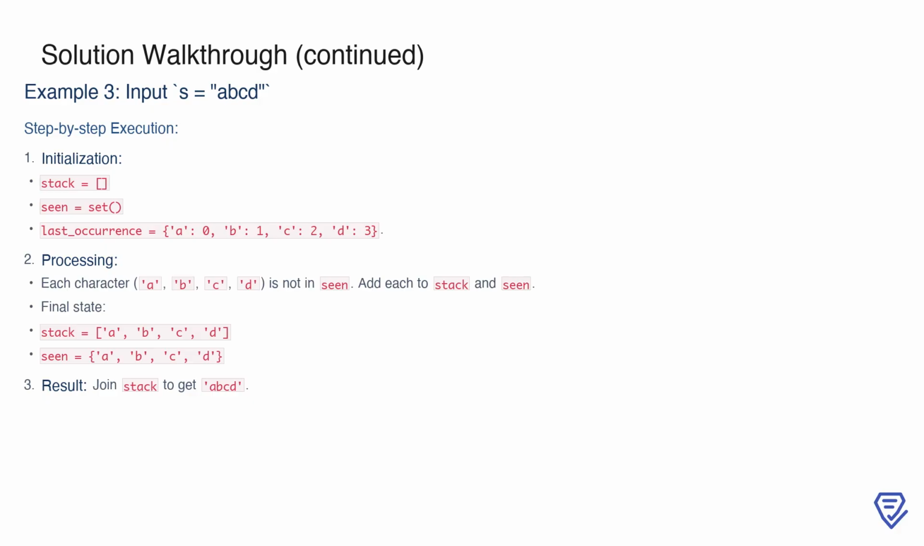Since none of the characters A, B, C, or D are in the seen set, we add each one to the stack and seen. The final state after processing all characters is stack equals A, B, C, D, and seen equals A, B, C, D. Joining the stack gives us the result ABCD. This example demonstrates the simplest case where the input string already contains unique letters in lexicographical order.